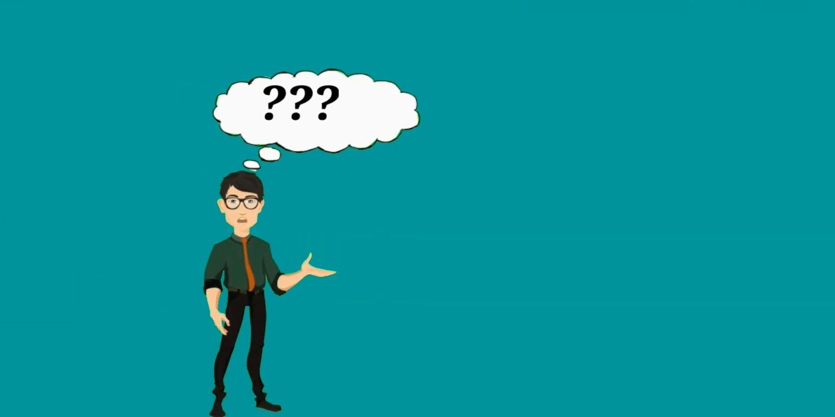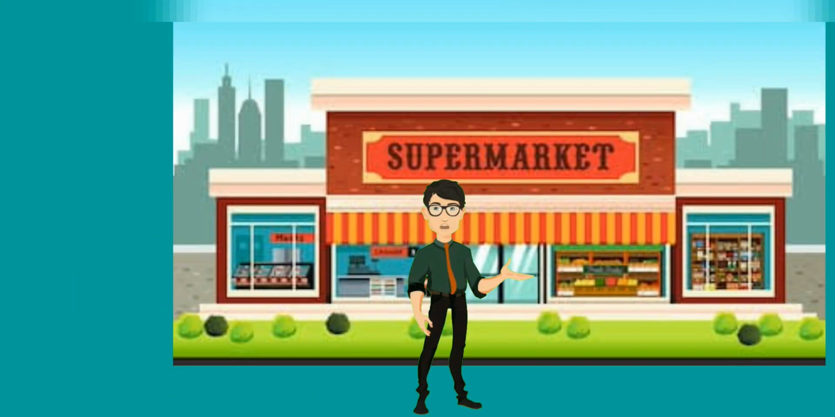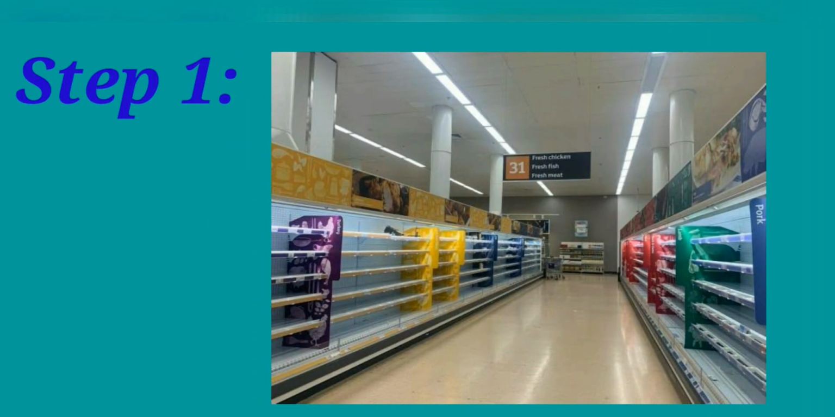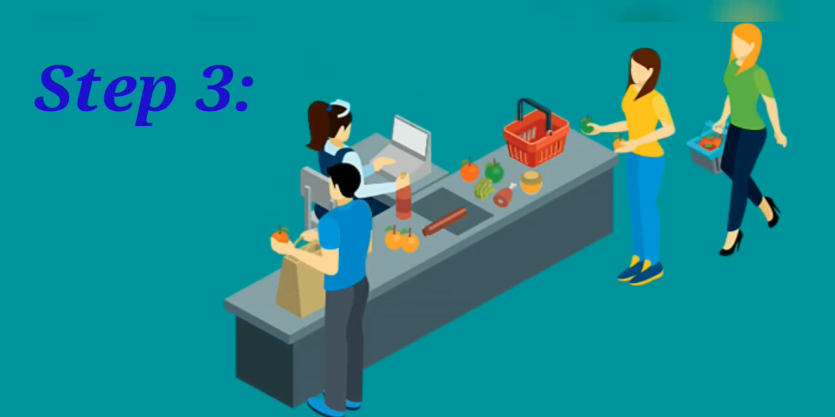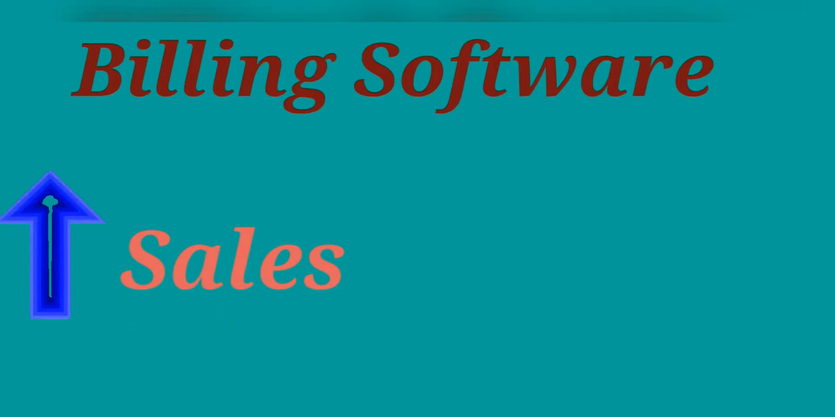I want to start some business. Yes, I am going to start a supermarket. Step 1, I want to get a shop for rent. Step 2, I want to get the stocks from the wholesaler and keep them in my shop. Step 3, I want to create a computerized bill for my customers. In billing software, whenever the sales increase, the stock will decrease.